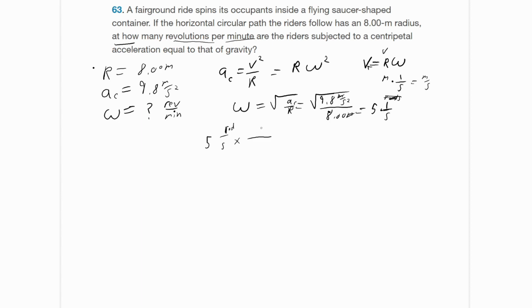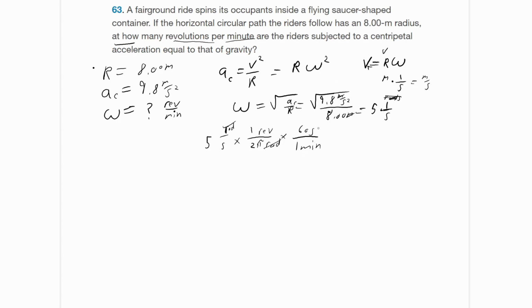We need to figure out, for every 1 revolution, how many radians is it? Well, it's 2 pi. 2 pi radians for every 1 revolution. That will cancel the radians, and it will give us revolutions. And so we got revolutions per second, but of course we want revolutions per minute. So we're going to have 60 seconds up top and 1 minute on the bottom.